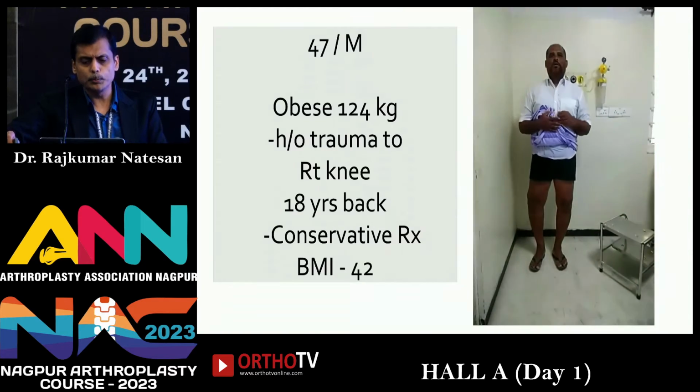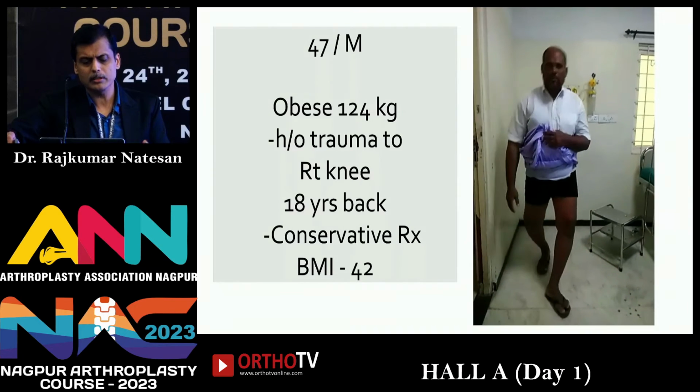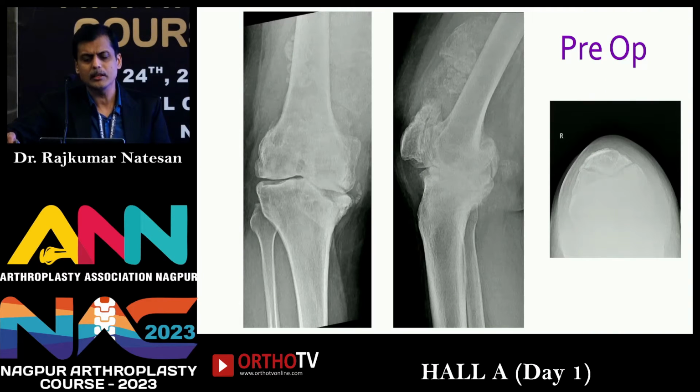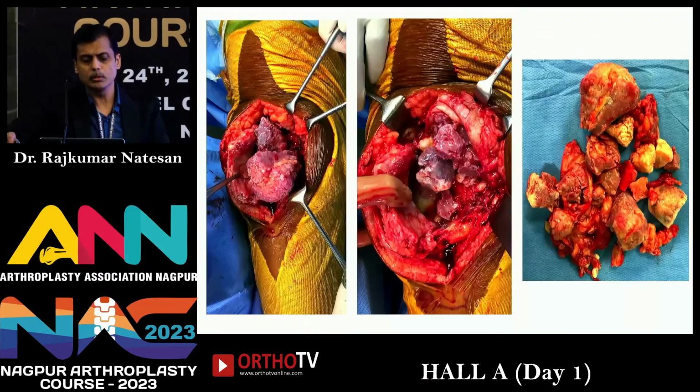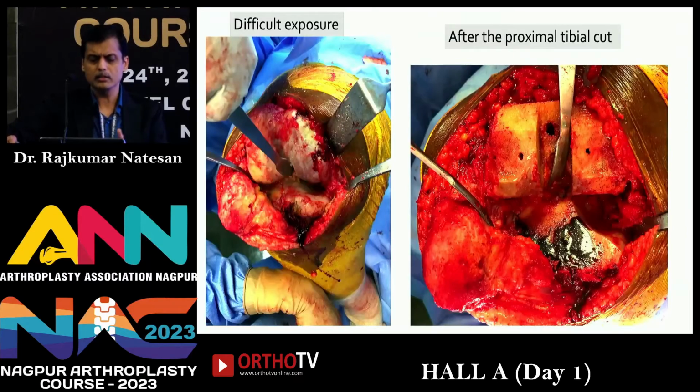Here comes an obese patient with a history of trauma to the right knee 18 years back, conservatively treated. It looks like a stiff knee, with so many osteophytes superiorly. So proper X-ray, and again the stress view shows only this much correction. Again there is a bone loss. So here is how I manage. The moment I open and remove all these loose bodies and osteophytes, that itself is going to decompress the whole joint. You have to keep that in mind. Once you remove the synovium, this is the bone loss.